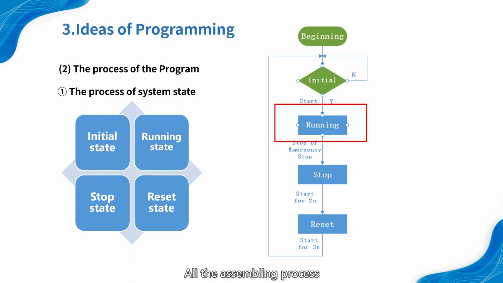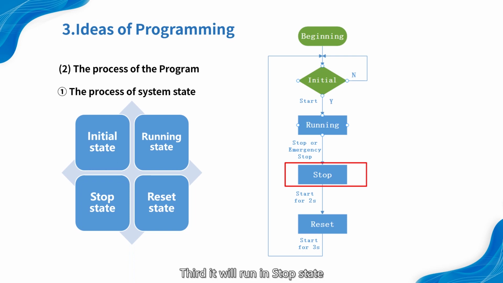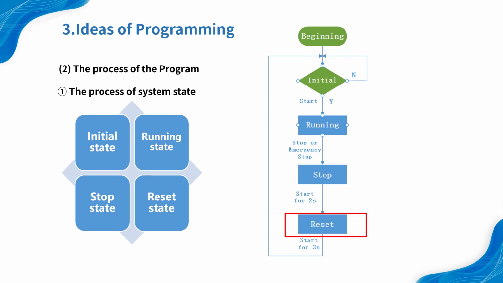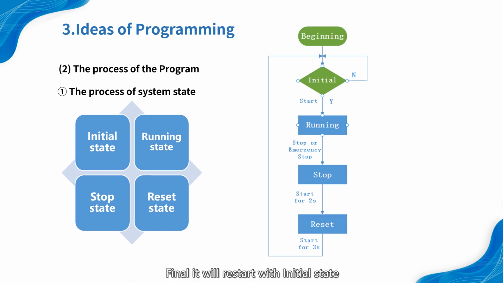All the assembling process will be done in running state. Third, it will run in stop state when the stop button or the emergency stop button is pressed according to the requirements of a process. Fourth, it will run in reset state if the start button is pressed for 2 seconds in stop state. Finally, it will restart with initial state if the start button is pressed for 3 seconds and all failures are debugged correctly in reset state.